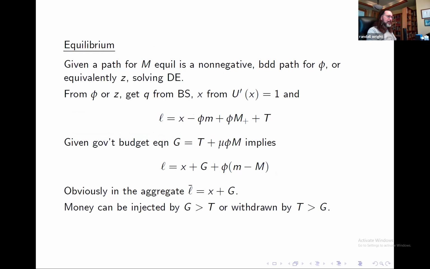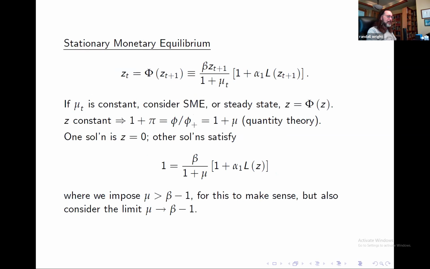First, I want to talk about stationary equilibria. Here's this difference equation. I use uppercase phi. As I alluded to, if Z is constant, you can cancel here and I can solve for this. So in any stationary equilibrium, it's one equation in one unknown. It gives you Z, liquidity. It's going to depend on monetary policy, the money growth rate.